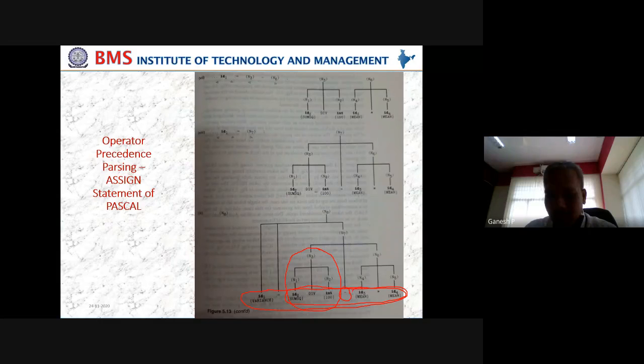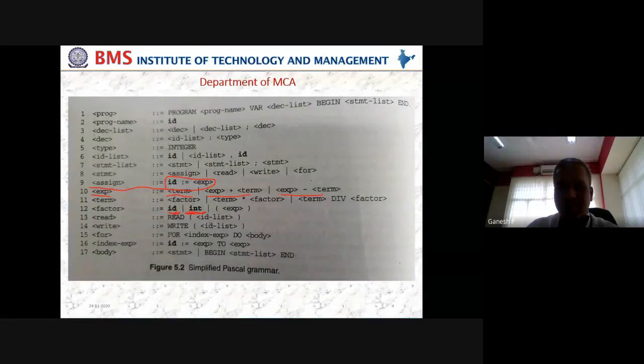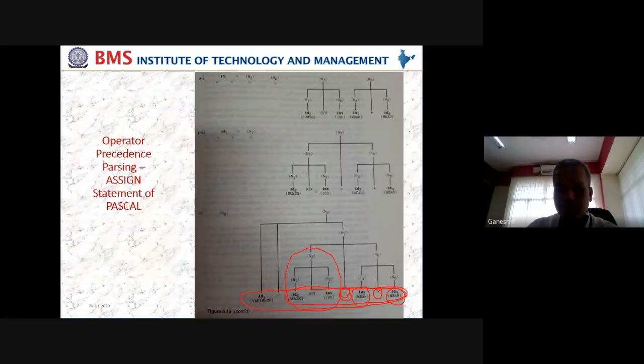Then followed by mean, which is an ID, and another mean, which is an ID. Both of them are multiplied together. So this becomes a sub-expression, and another sub-expression. Both are joined by the minus symbol, which is also valid as far as the definition of expression is concerned: expression minus term. Once everything is over, this entire thing put together is considered an expression. So ID equal expression put together is our assignment statement. So we have built this.